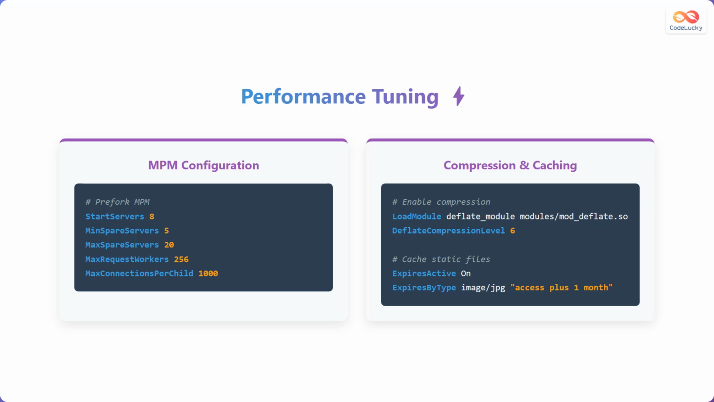Content compression significantly reduces bandwidth usage and improves page load times. The deflate module compresses text-based content before transmission. DeflateCompressionLevel sets the compression strength from 1 to 9. Browser caching using ExpiresActive and ExpiresByType directives reduces server load by instructing browsers to cache static files like images for specified periods.